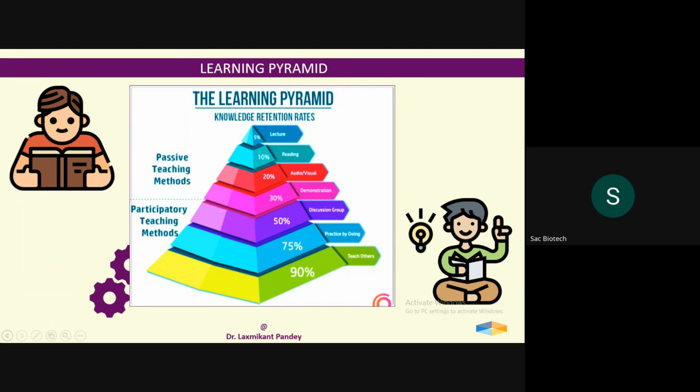Then there are discussion groups and practice by doing. That is a very important method. If the student is performing something in the classroom or the lab, they can retain that knowledge or concept in a very effective manner. You can see this in the learning pyramid in a very simple way. So this is the learning pyramid, showing how much students can retain in the classroom by the different methodologies we use in classes. Please change.